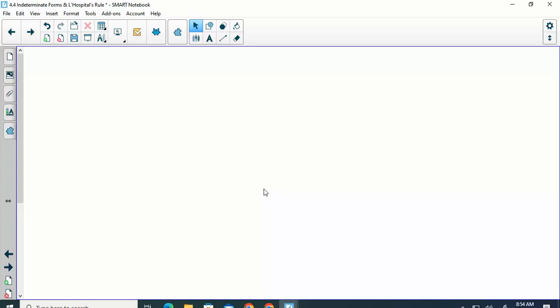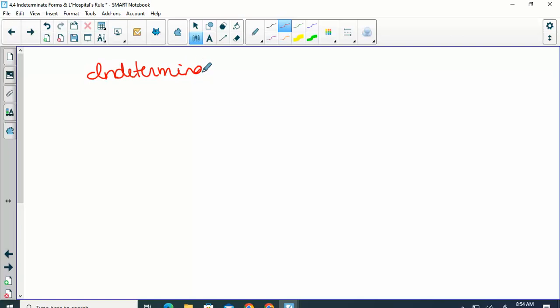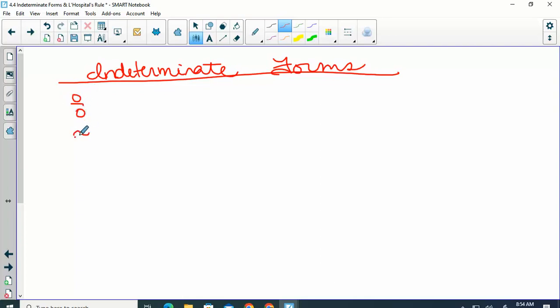quotient, 0 over 0 or infinity over infinity. Okay, so let's kind of recap. We've seen a few indeterminate forms now. So the first day we started with the basics. 0 over 0, infinity over infinity.